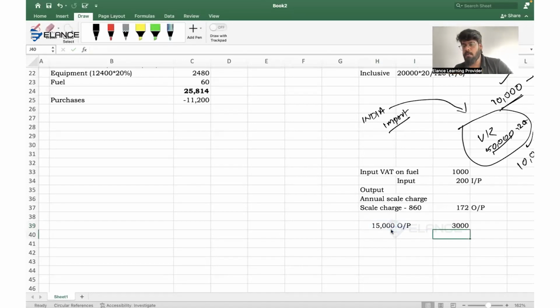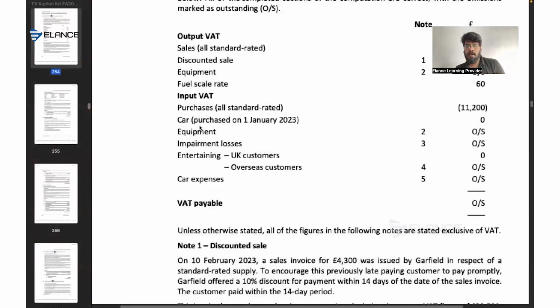3,000 is the input VAT I have paid to buy this car. And I can reclaim this input VAT, and there's a condition for reclaiming the input VAT on the car. The car should be used for the business 100%. If there's any private use made by the owner of that trade with that car, they cannot reclaim the input VAT.